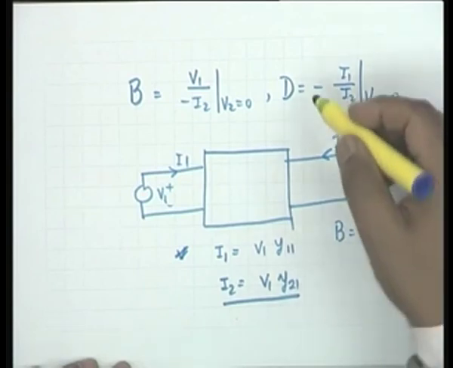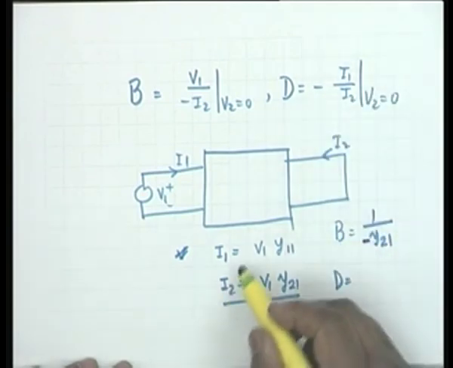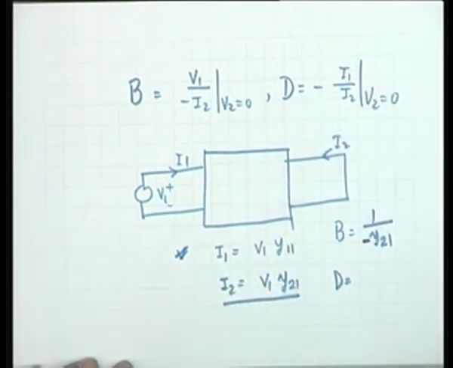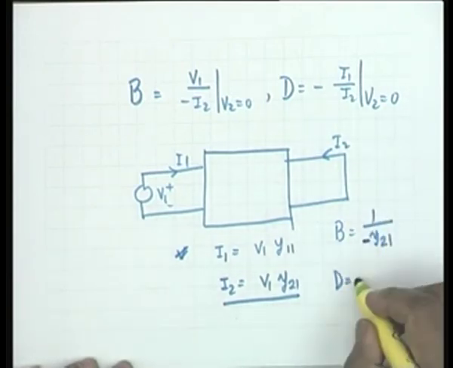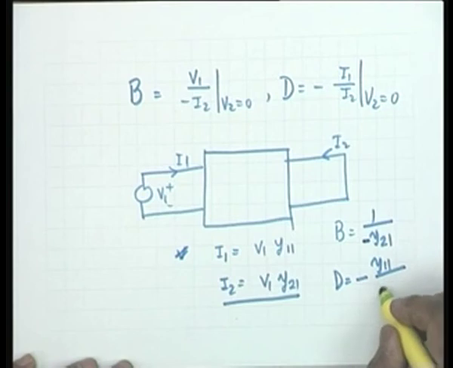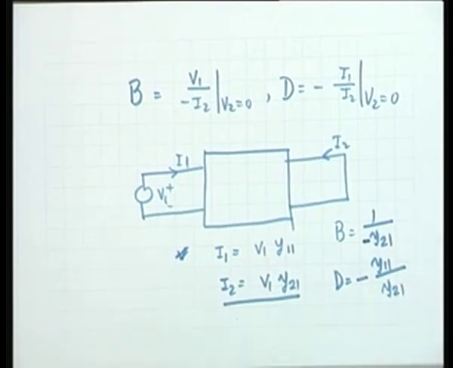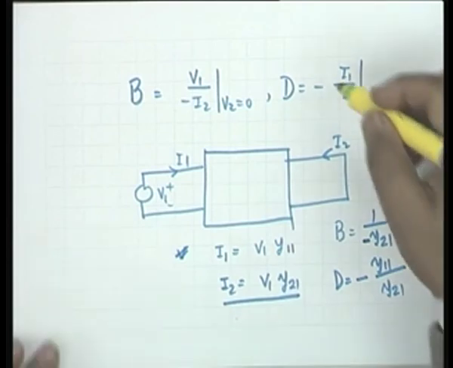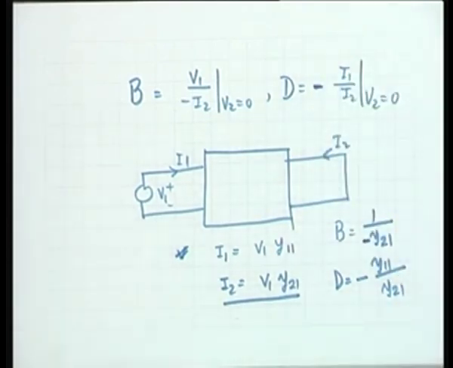And as far as D is concerned, for D you simply have to take the ratio of the two with a negative sign. So, D would be minus y11 divided by... not quite. Oh, I am sorry, this is perfectly alright because the negative sign is there, minus y11 by y21.